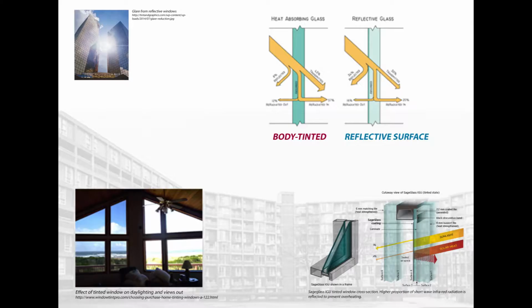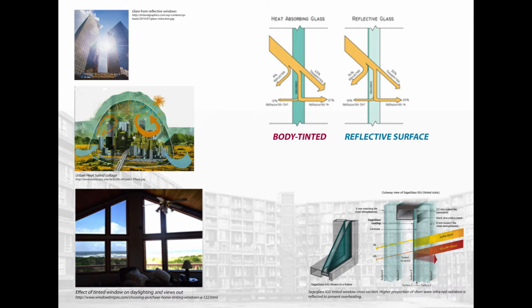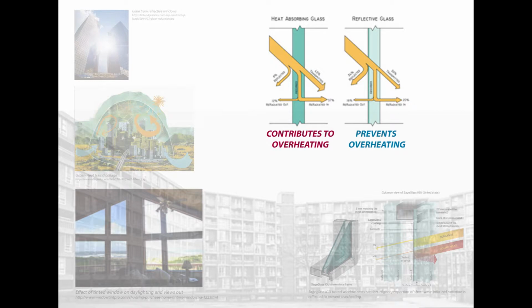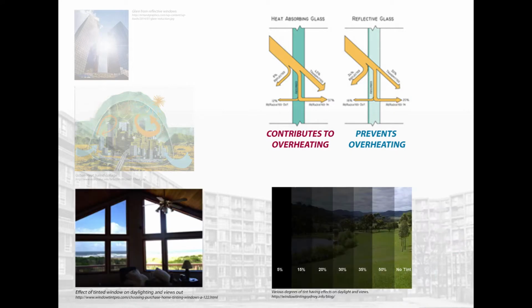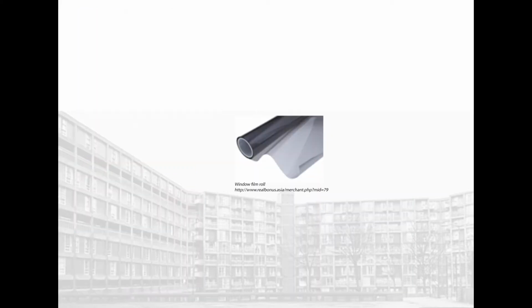This may dazzle road users, pedestrians, and contribute to urban heat island effect. However, reflective glazing has better solar shading properties in preventing overheating than absorbing glass. Both types of tinted glazing can be used in facades that receive high solar gain. Depending on the amount of tint, it may affect the views out and daylight. It might be useful in interiors where daylighting is not so important.